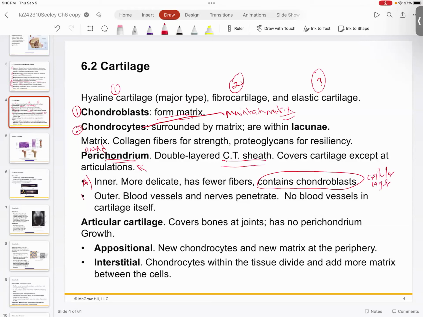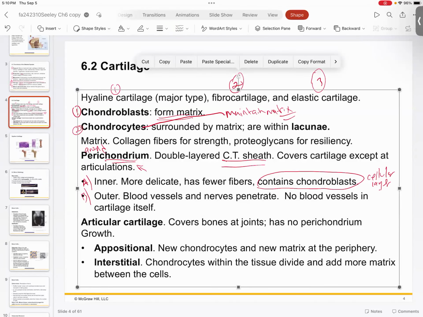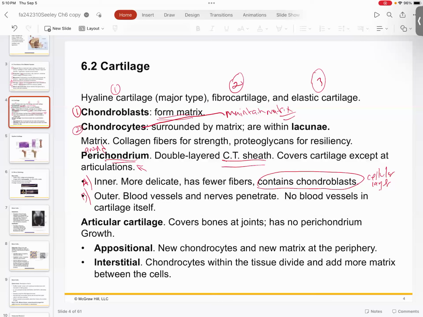And then you have the outer layer of the perichondrium. And so here is where blood vessels and nerves will penetrate. You don't have blood vessels in the cartilage itself, but they will basically wrap around the perichondrium. So they're around the periphery. And then, of course, you have connective tissue in that area as well.